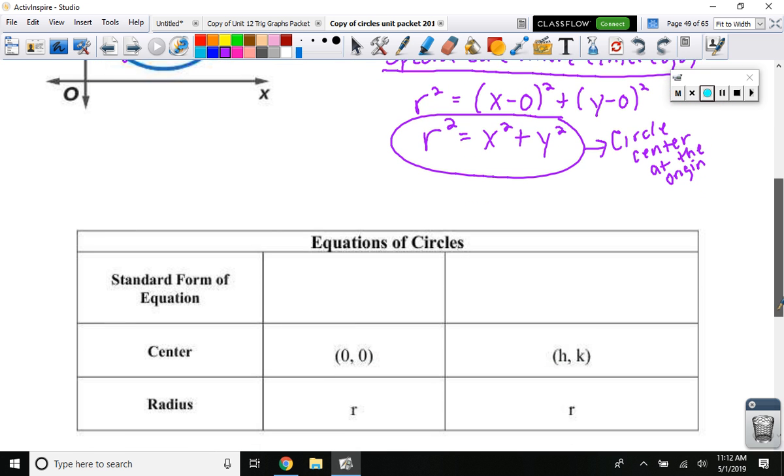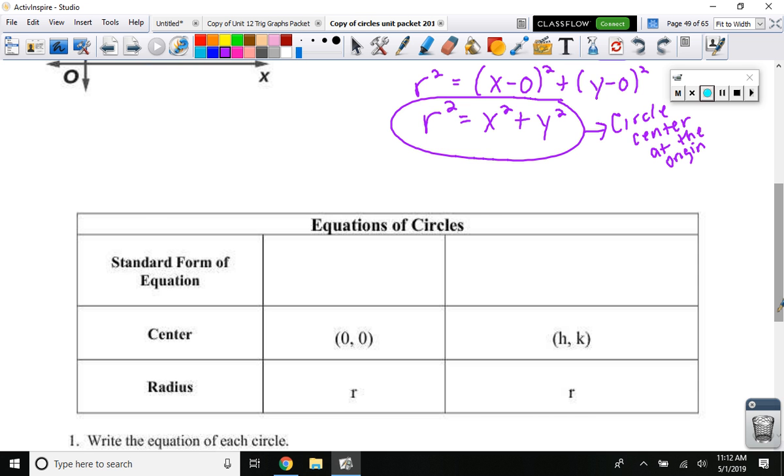I think this is the standard chart here. So standard form for an equation with a center of 0, 0: x squared plus y squared equals r squared. And if the center is not at the origin, (x minus h) squared plus (y minus k) squared equals r squared. Yep. Since they're all squared, can't you just square root all of those, because it's a plus in between there?